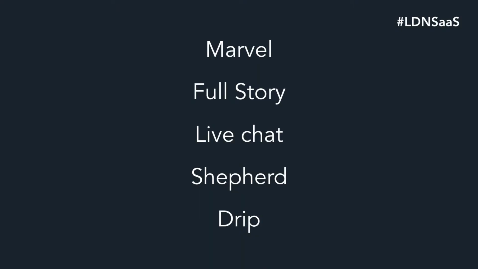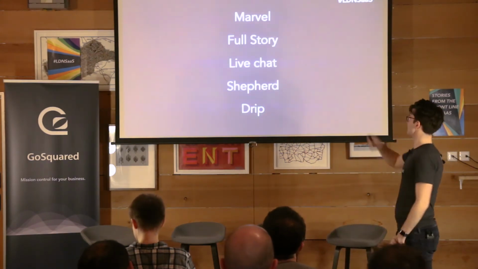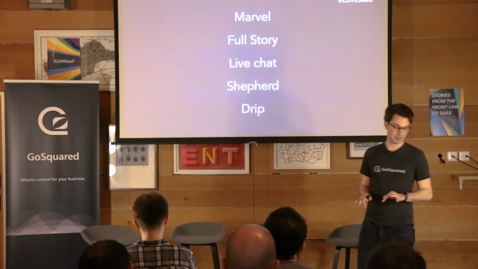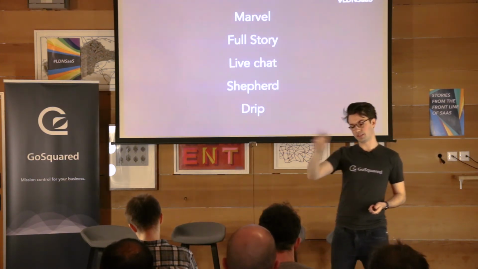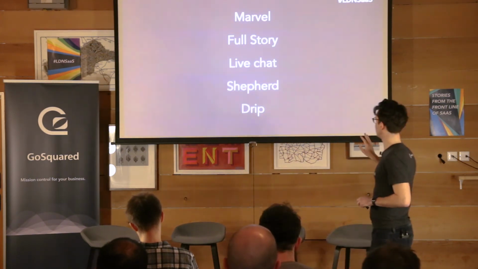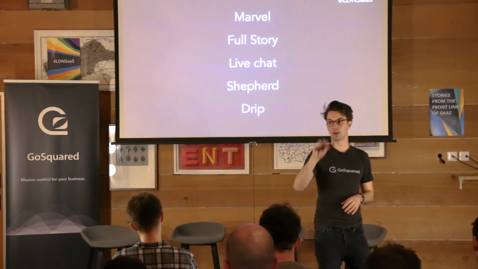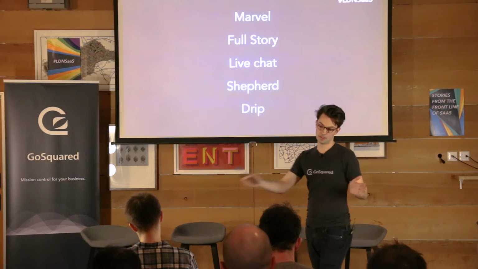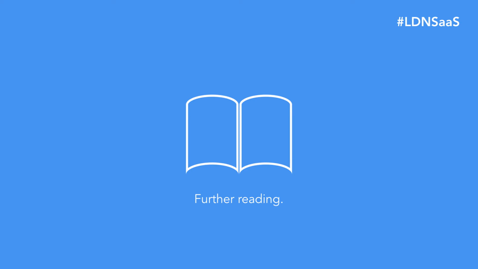Full Story is amazing for seeing what people are doing in your app and understanding why they hit the back button all the time. Live chat, GoSquared offers that, which is great, but talking to your users is really important. There's a really nice open source project called Shepherd. If you've ever seen those things that guide you around your product and give you a guided tour, I forget who makes it, but just look it up. It's one of those really handy libraries you can put into your app to help guide people around your product. And then Drip is a nice email service that can help you do sequenced emails really easily. So that's cool.